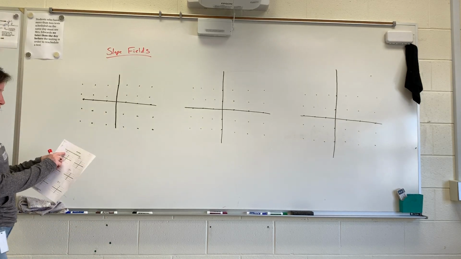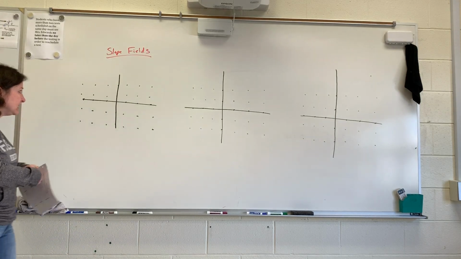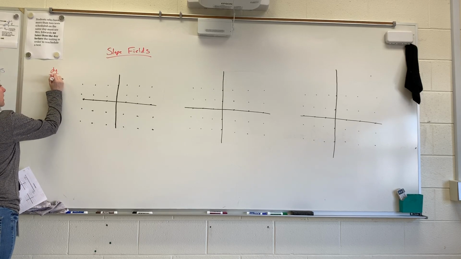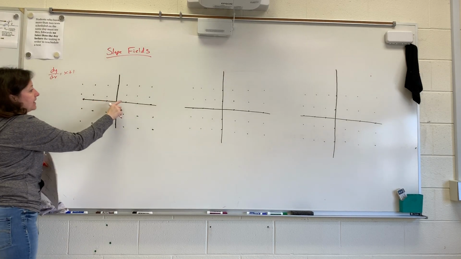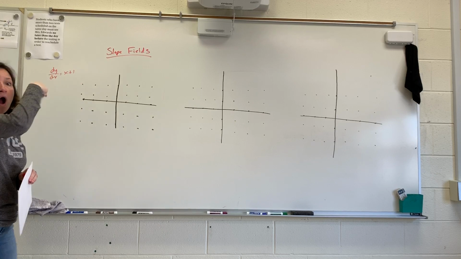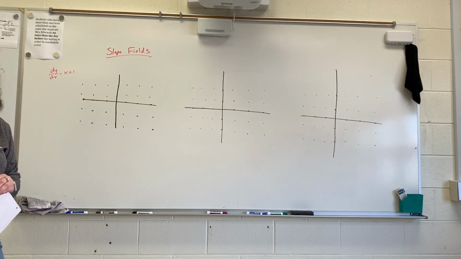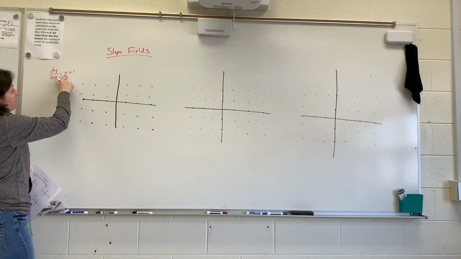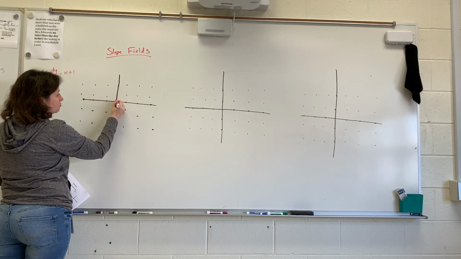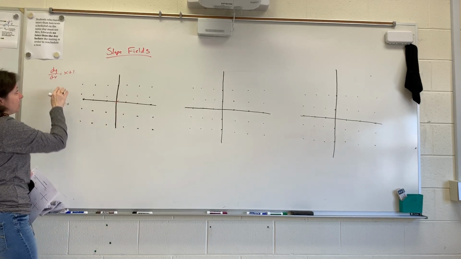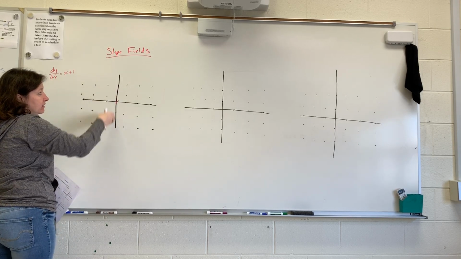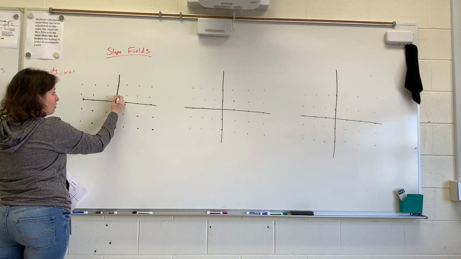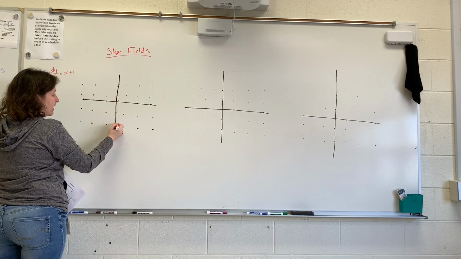We're going to start with example 1 on the first page of your handout: dy/dx equals x plus 1. According to this slope equation, at each x my slope is going to change. Will y in any way affect this slope field? No, because there's no y in the derivative function. When x is 0, my slope is 1, and x is 0 anywhere on the vertical axis, so I'm going to draw a slope of 1 on my y-axis.